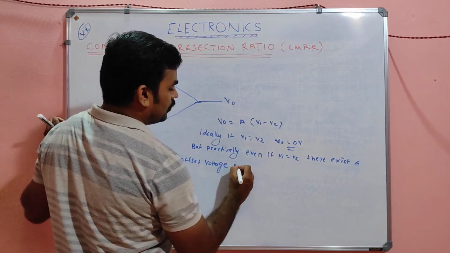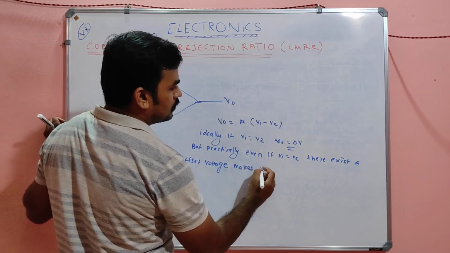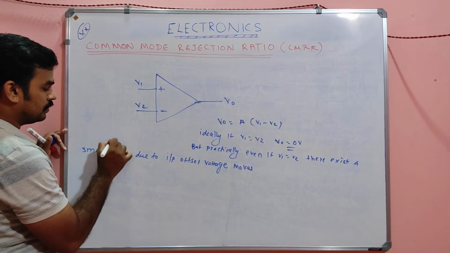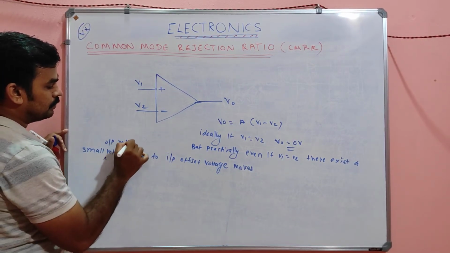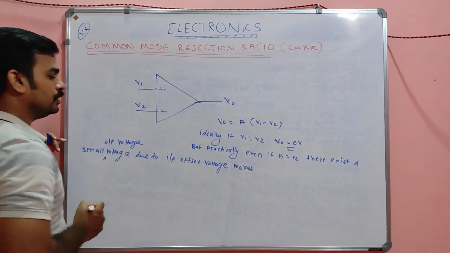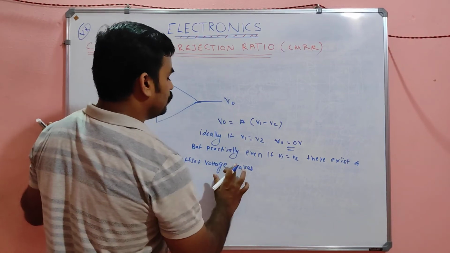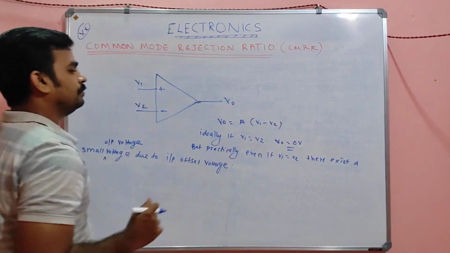Okay, makes small output voltage. You can let the output voltage be small, output voltage due to input offset voltage. Okay, that's all.